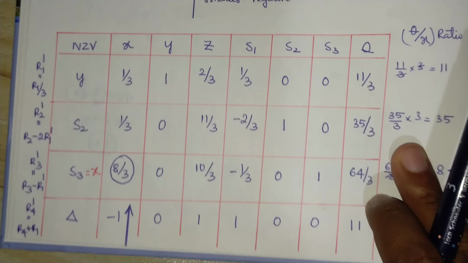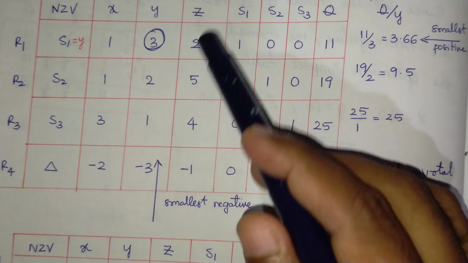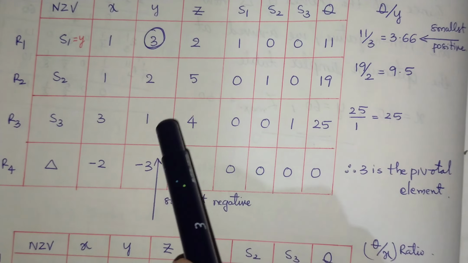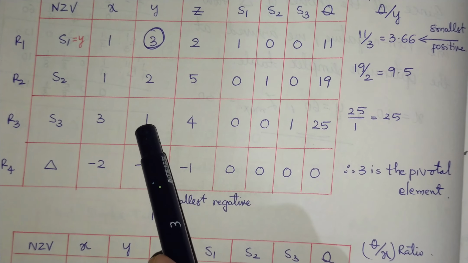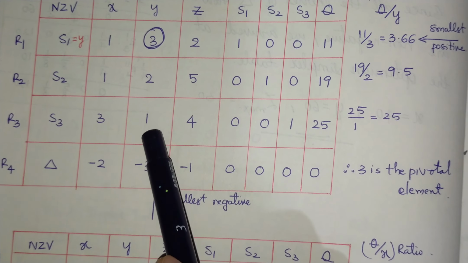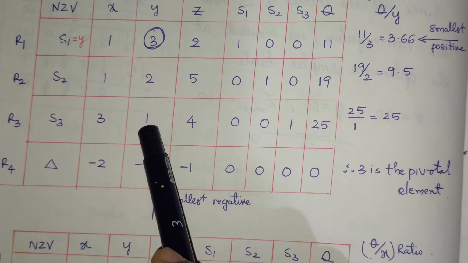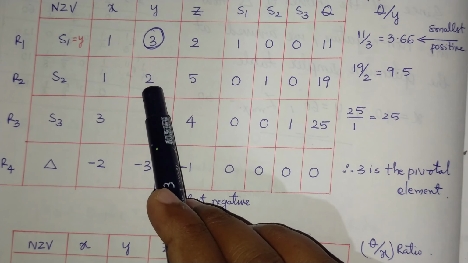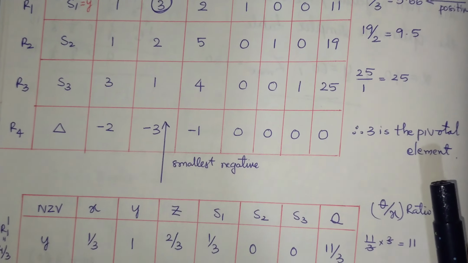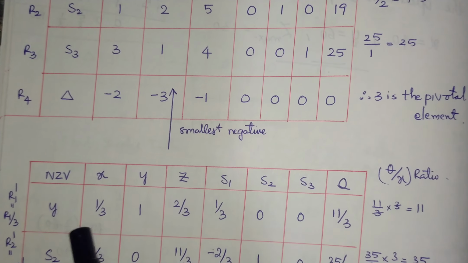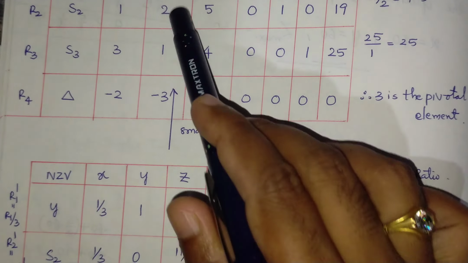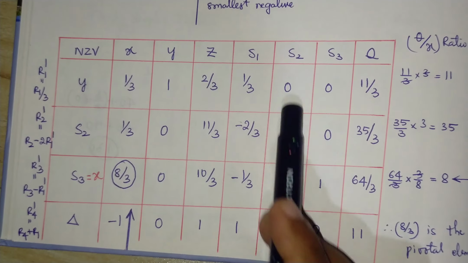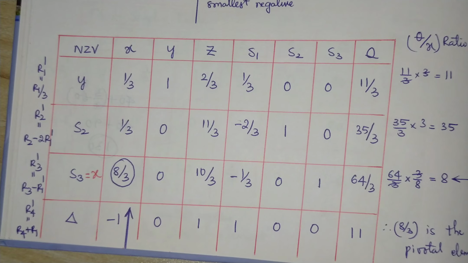Later we have to make the other two elements in the pivotal column as 0. So we have to make this 2 as 0, and this 1 as 0. In the new pivotal row we have 1 at this place. Let us do the subtraction. We have 2 here, and in the new pivotal row we have 1, so let us multiply throughout this row by 2 and do the subtraction. After that we have the following. Again, repeat the same step.